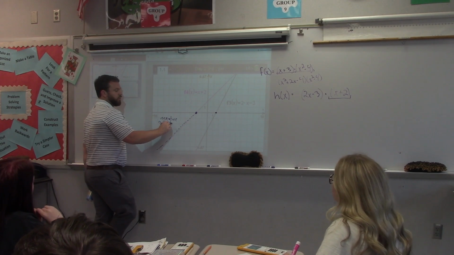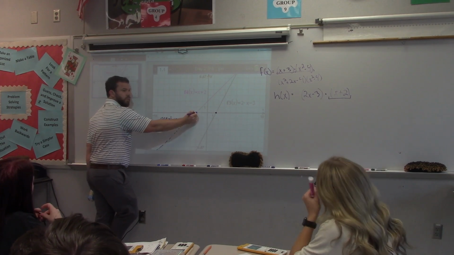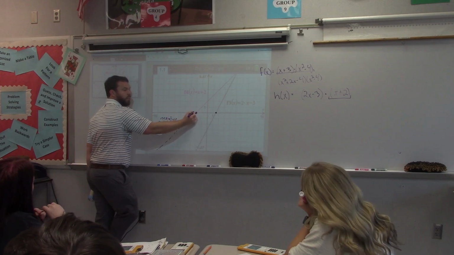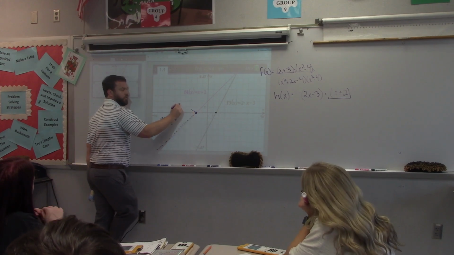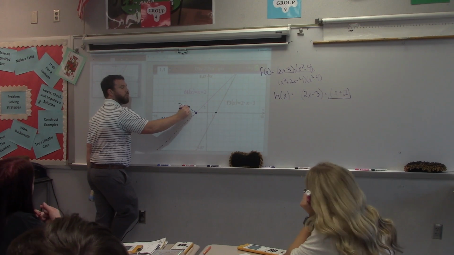Outputs. So the x is negative, right? But more importantly, remember how we called this x-intercept also a root or a zero?